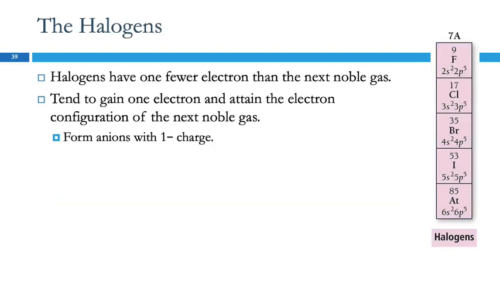The halogens are on the other side of the noble gases. These guys are so close, but they're just short 1 electron, right? These all have 7. The noble gases have 8. So they just need that one thing, right? So they will tend to gain an electron because then they have the same electron configuration as a noble gas. 8 valence electrons is especially stable. So these guys all form negative 1 ions and gain 1 electron.